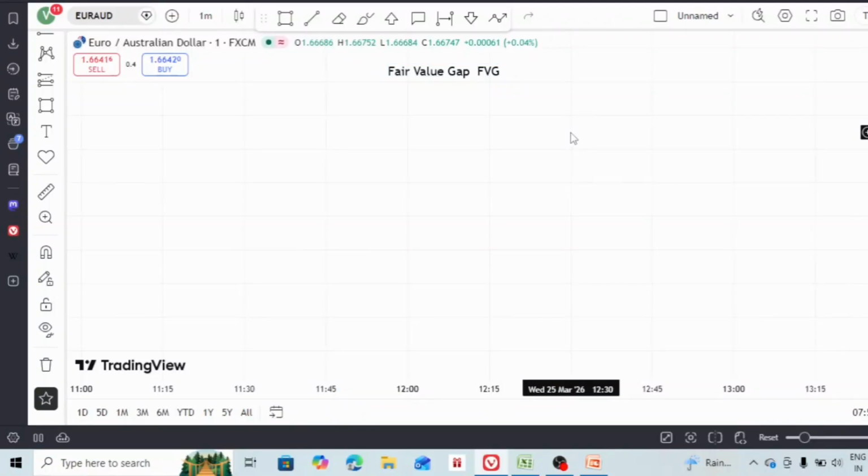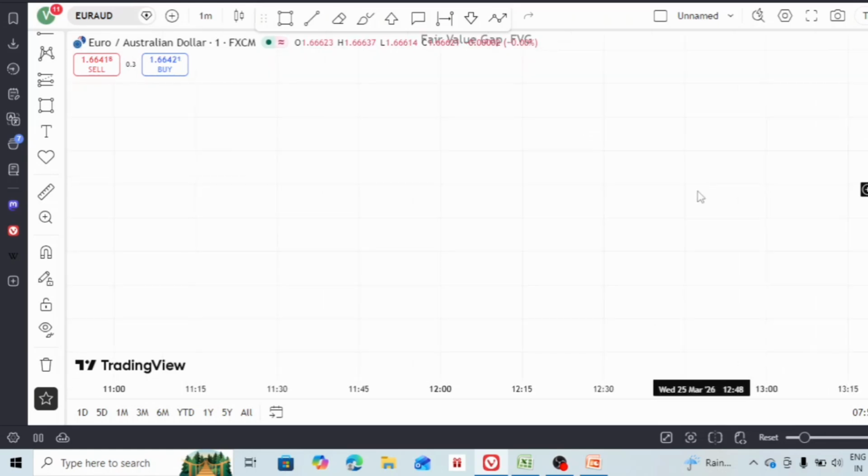Okay, so we will talk about the fair value gap. The fair value gap, in short form, we can also call it the FVG, which stands for fair value gap. So basically, a fair value gap is an imbalance in the price. It leaves a gap between the candles.